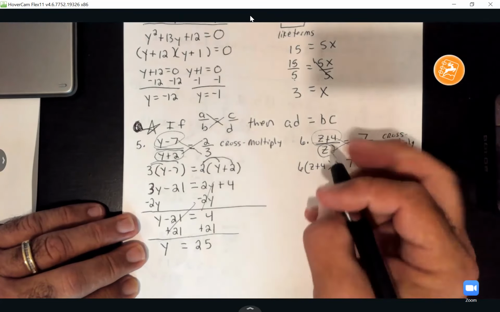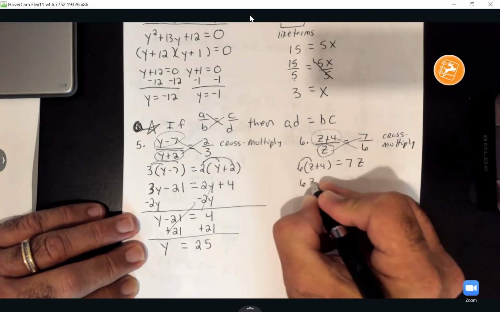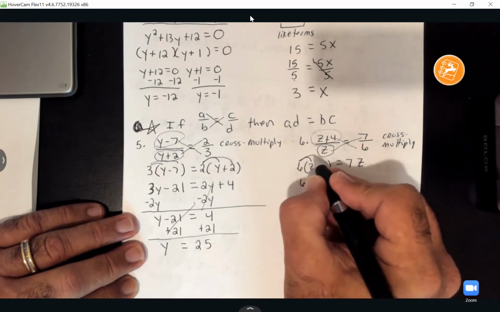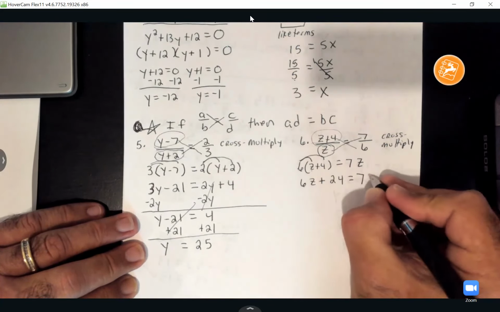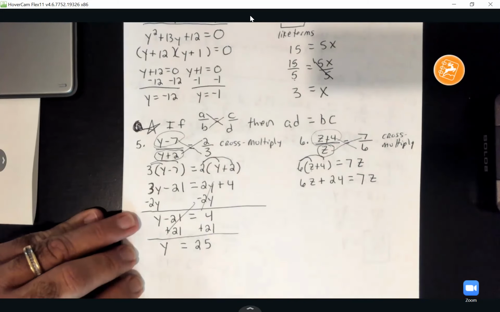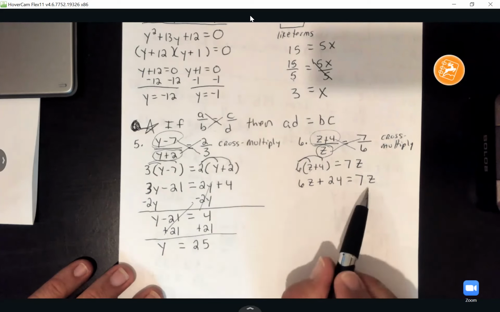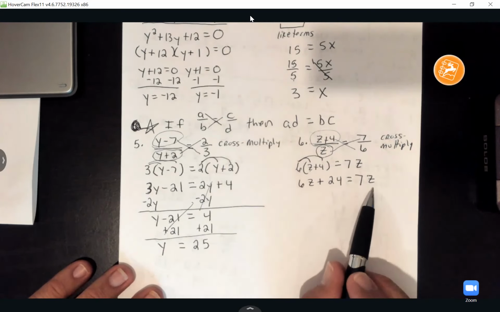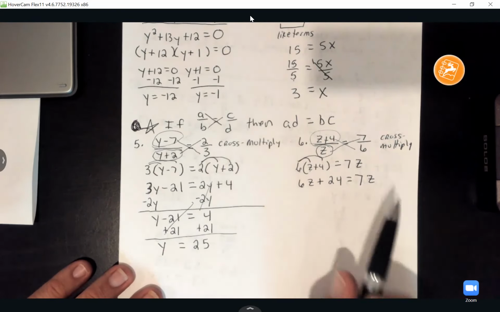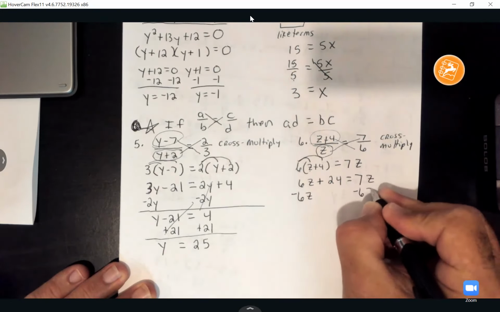All right, so to solve this, we have to get rid of our parentheses. So 6 times z is 6z plus 6 times 4 is 24. All that's going to equal 7z. Now, I'm going to tell you the truth on this one. We can be done in one move if we move the z's all to the right side. Because if I have a z and a number equal to a z, I'm going to try to get this z to that side. So to do that, we're going to subtract our 6z from both sides.